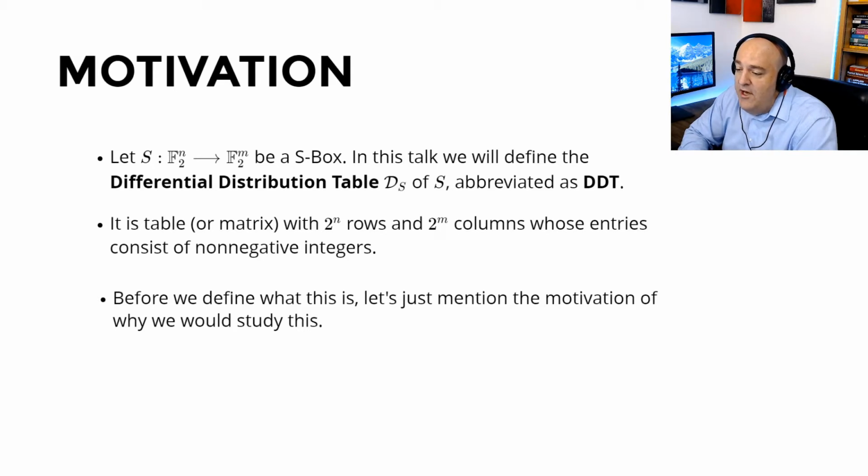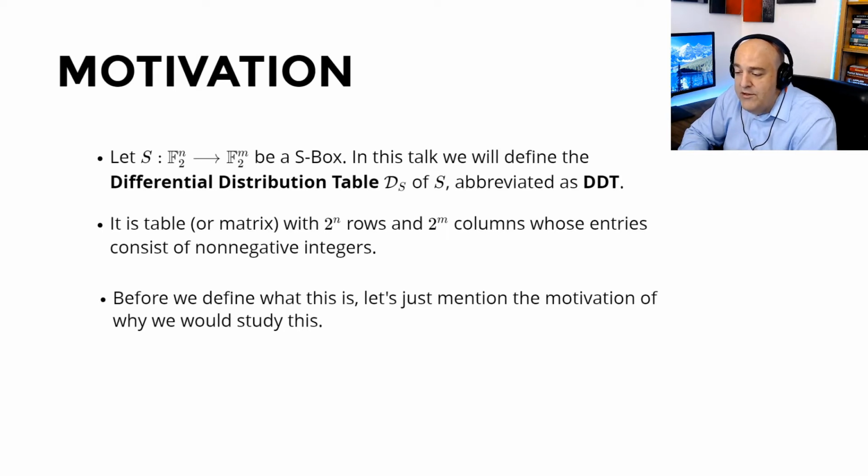And what is this table, or a matrix if you want to think about it like that, but we'll just think about it like a table. A table has rows and columns. So this table will have 2 to the n rows and 2 to the m columns. And the entries of the table will all be non-negative integers. And non-negative means 0 or positive. There'll in fact be a lot of zeros in our table, but there will also be positive integers in our table. And this table is called the differential distribution table, the DDT, of the S-box.